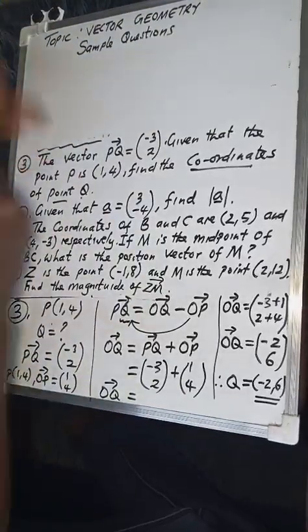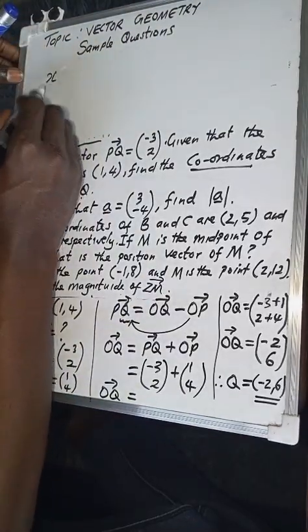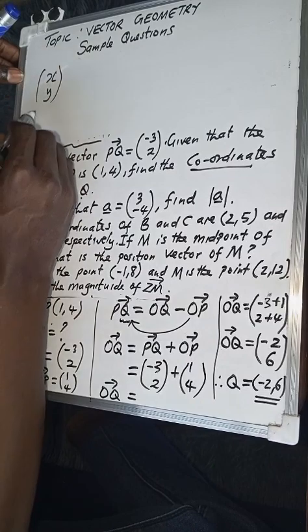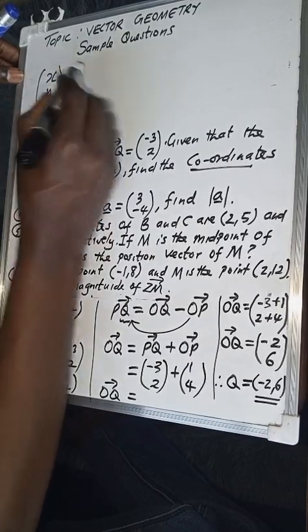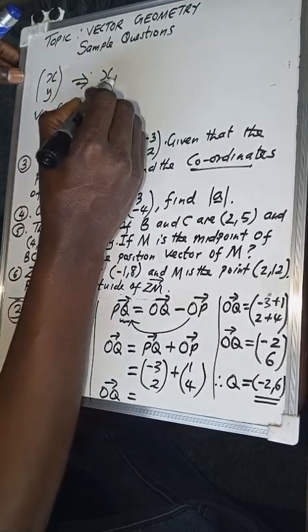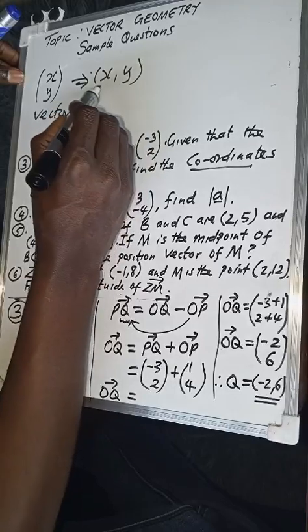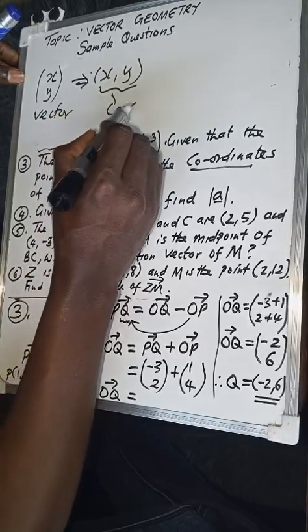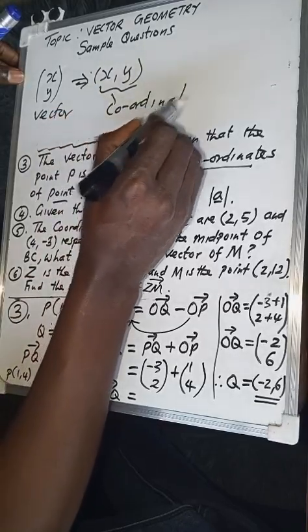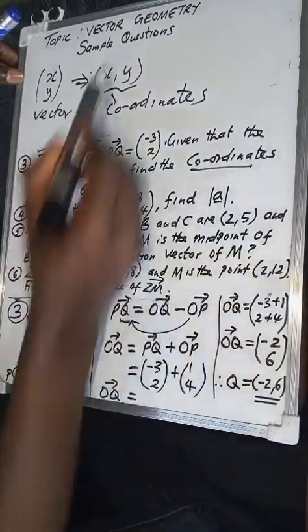When you write in the form x comma y like this, it is a vector. But when you change this and write it in horizontal form, what you have here is simply coordinates. And that's the same thing I've done.